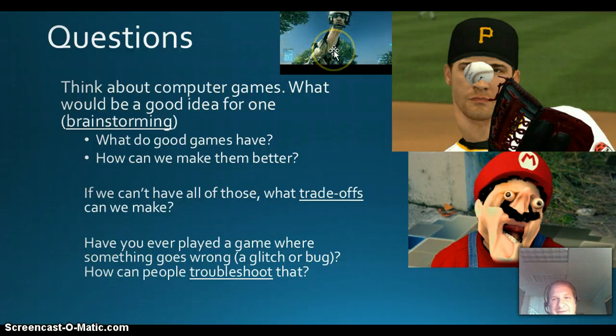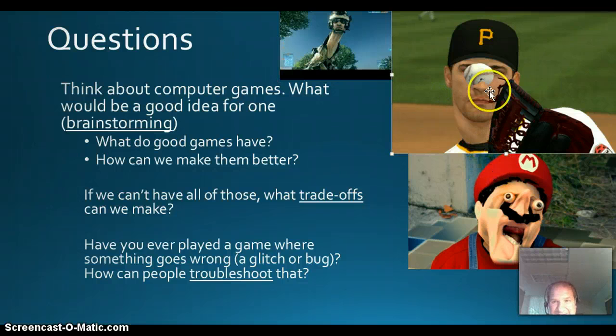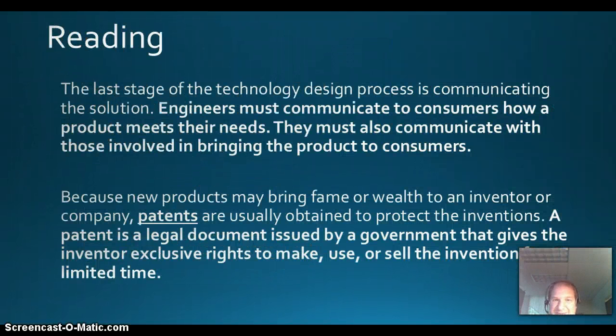So, good example. If you were thinking of a good video game, how can we make video games better? If we can't, where are some trade-offs? And check this out. These are some common mistakes that have actually happened in video games. You need to troubleshoot those.